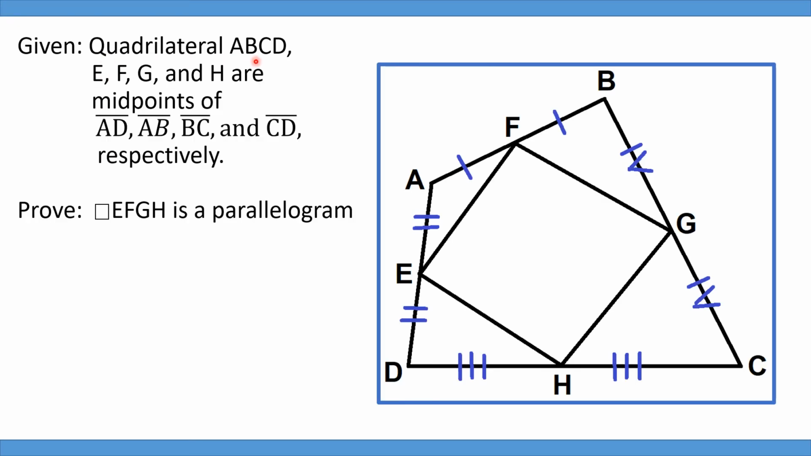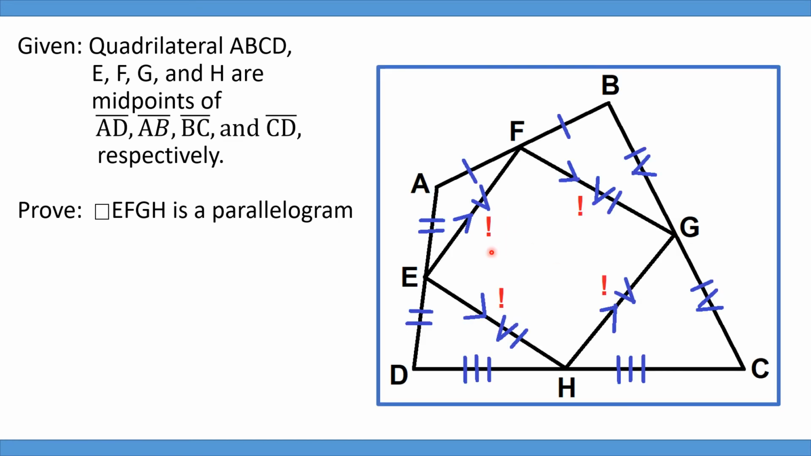We were given the quadrilateral ABCD, and that E, F, G, and H are midpoints of line segment AD, line segment AB, line segment BC, and line segment CD, respectively. So the implication or the consequence of this statement is that line segment AF is congruent to line segment FB, line segment AE is congruent to line segment ED, line segment DH is congruent to line segment HC, line segment BG is congruent to line segment GC. Now prove that quadrilateral EFGH is a parallelogram.